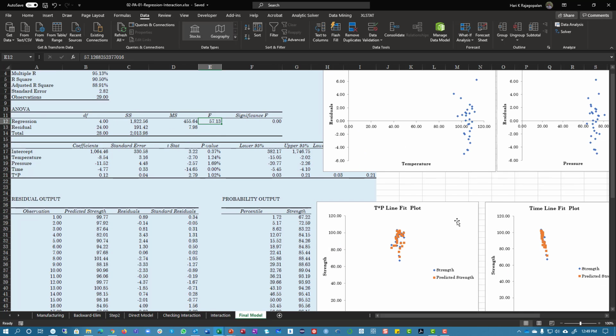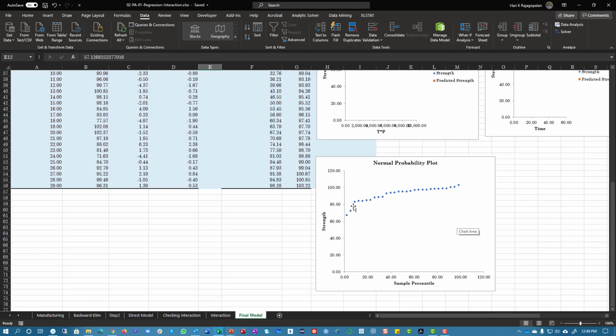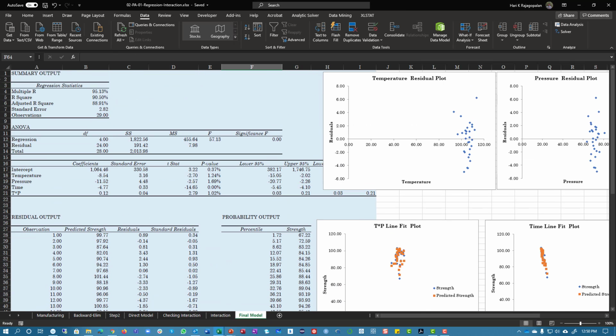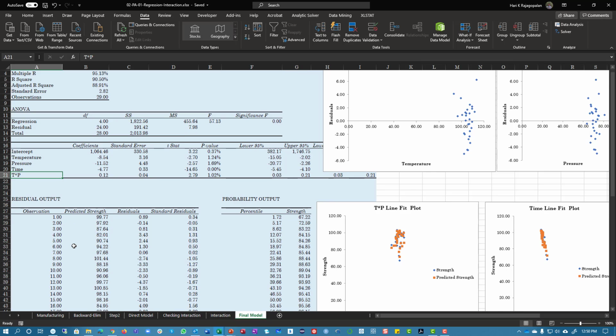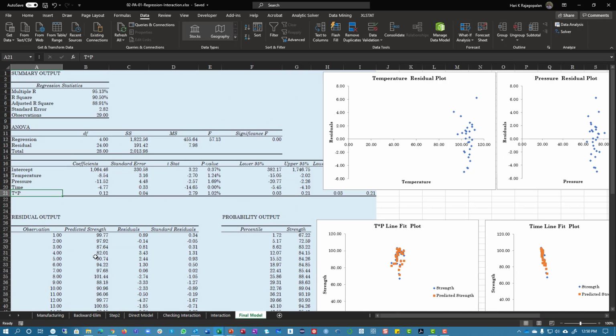And then you can see the normal probability plot. It's not a straight line. You can definitely see a curve here. But then given that you're multiplying two variables, this is not a linear model anymore. You're actually going into nonlinear models.